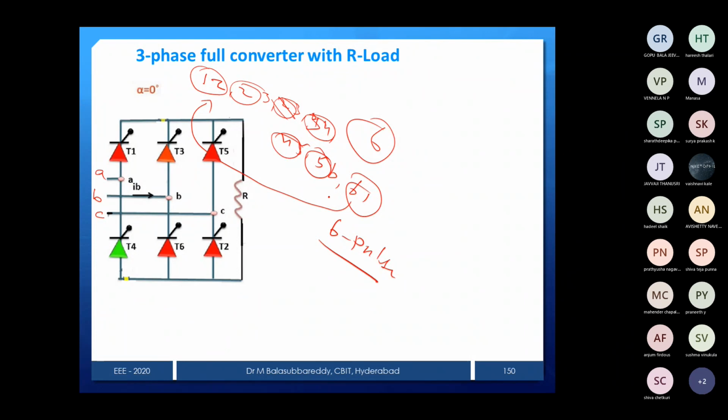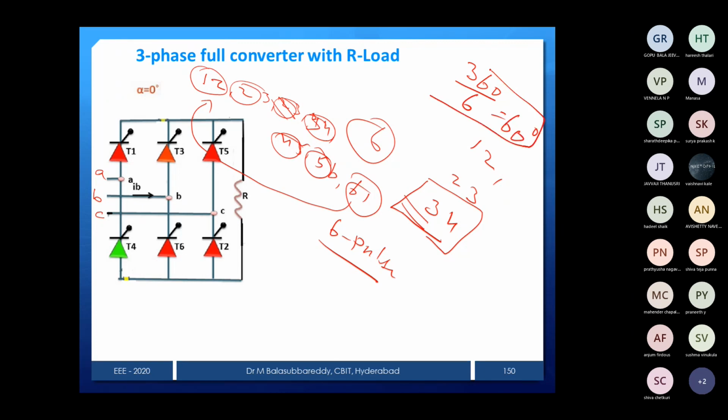Then how many degrees will each pair of devices conduct? Pair means here either 1 2 device is 1 pulse, or 2 3 is another, then 3 4, like that. So each pair will conduct how many degrees? One full cycle is 360 degrees. So that's why 360 by 6 pulses. That means 60 degrees. This is important.